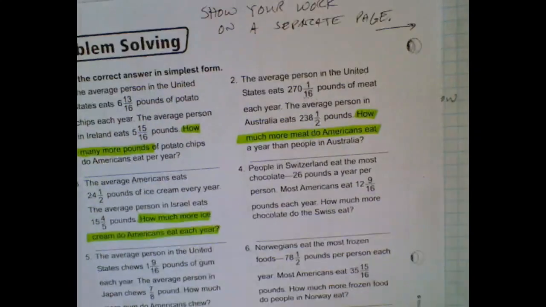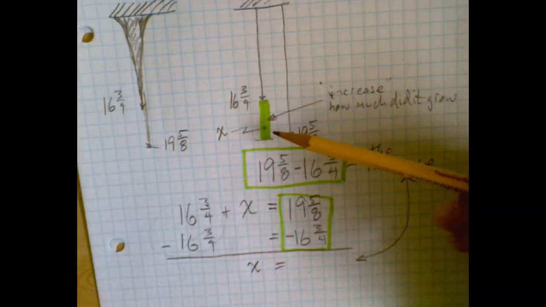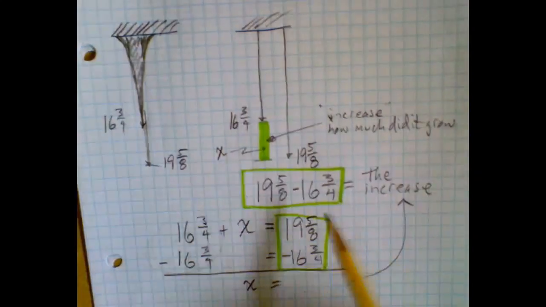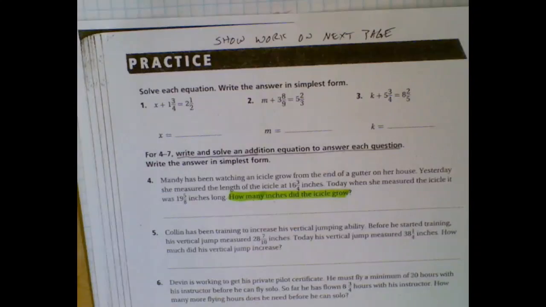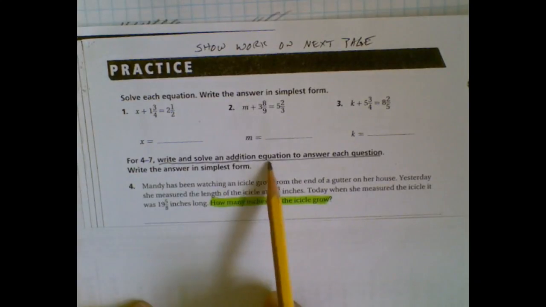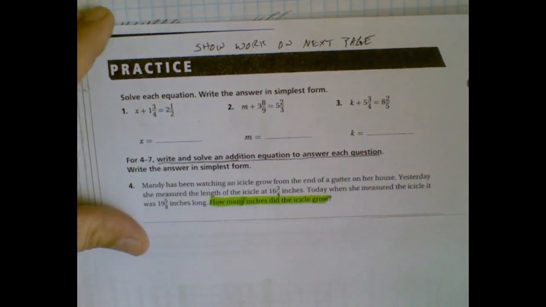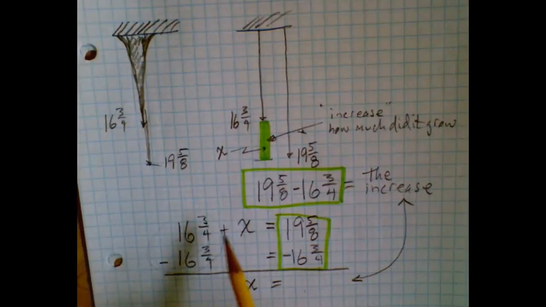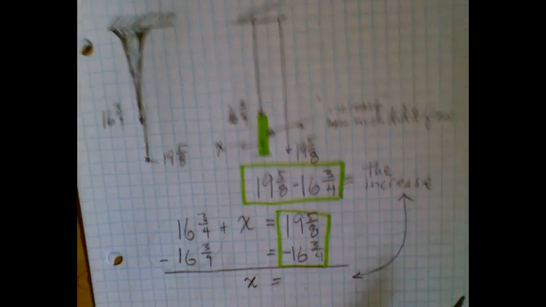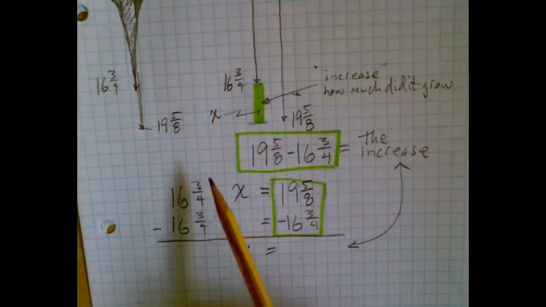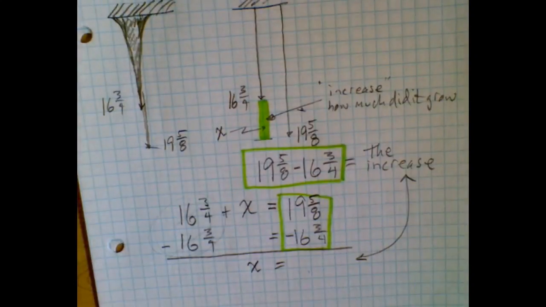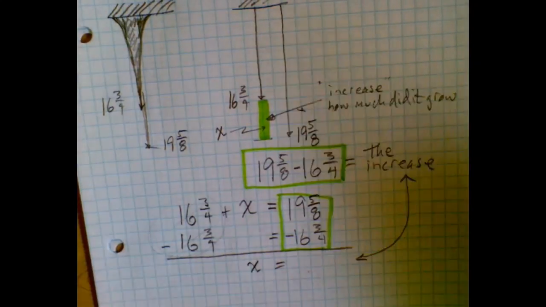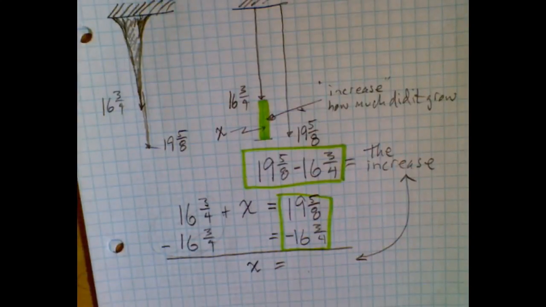So this how much more language is identical to this problem, and we could set up the problem one of these two ways. As a computation problem, or as in this case, write and solve an addition equation to answer each question. And lo and behold, with our icicle problem, that's exactly what we did. We set up an addition equation to find out how much more the icicle grew. Well, I hope this helps. Remember what Einstein said. It is the formulation of a problem that is often more essential.